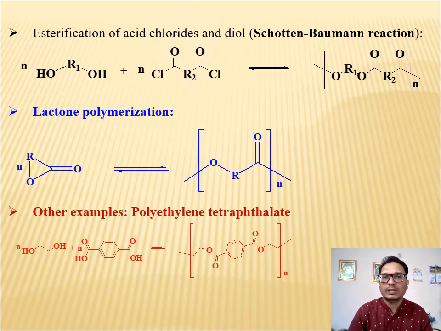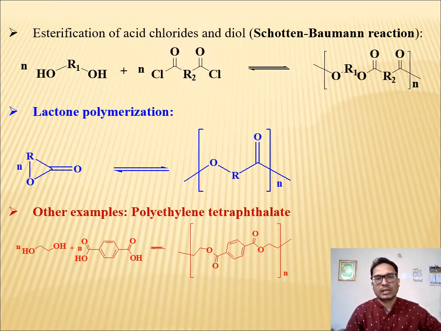The third method is the esterification of acid chloride and diol, and this reaction is called the Schotten-Baumann reaction. The next method for the synthesis of polyester is lactone polymerization, and the important polyester is polyethylene terephthalate, which is prepared by condensing two monomers, ethylene glycol and terephthalic acid.